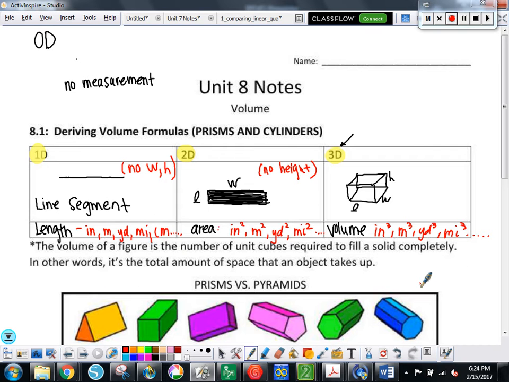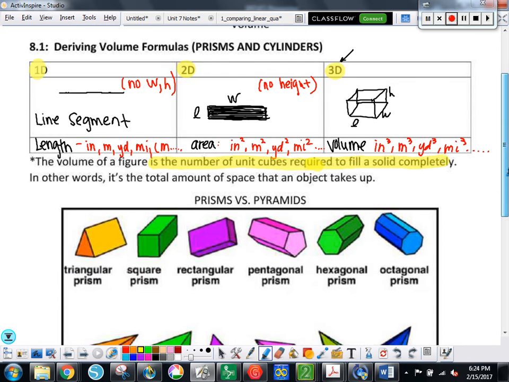Now, note the volume of a figure is the number of unit cubes required to fill a solid completely. So thinking of a swimming pool, I have a 1-by-1 unit. If I want to know the cube gallons that can go into a swimming pool, that would be how many 1-by-1-by-1 blocks of water I could put into the swimming pool. In other words, it's the total amount of space that an object can take up.